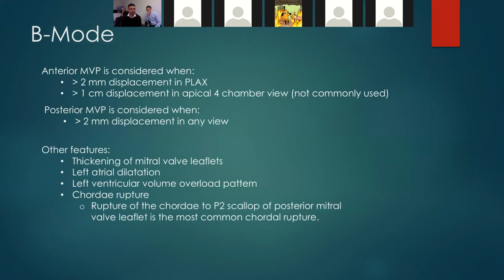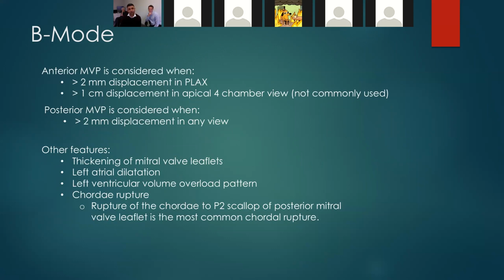In the B mode, again, you will see that posterior displacement. The important point to mention is that normally we diagnose mitral valve prolapse in the parasternal long axis. If you're trying to diagnose it in the apical four-chamber, it's not a very well validated view. In the guidelines, they have said don't diagnose your mitral valve prolapse in the apical four-chamber.